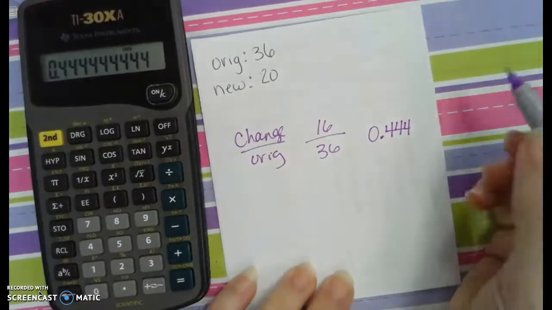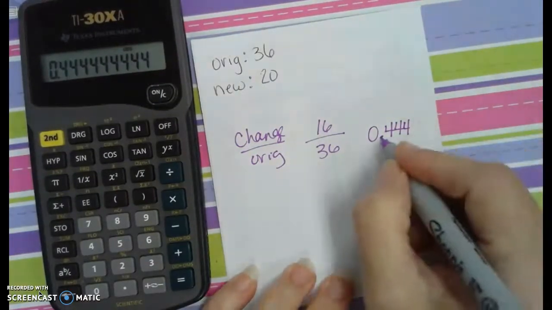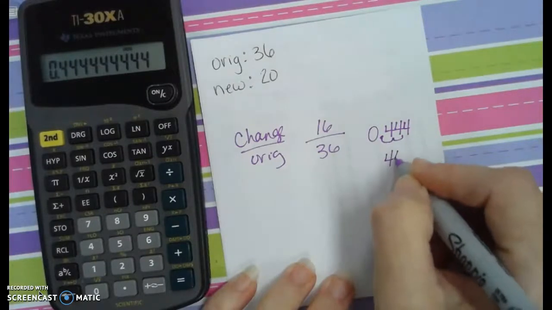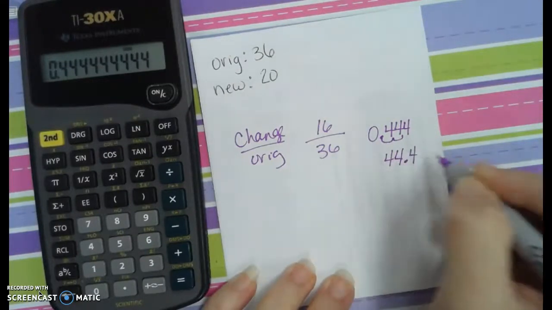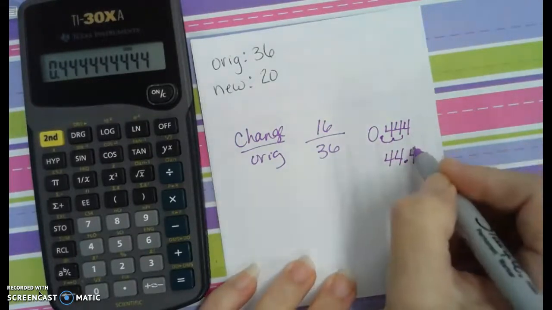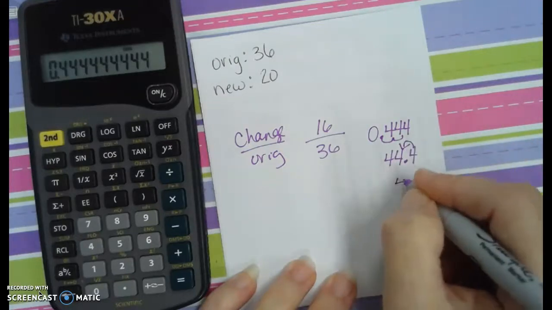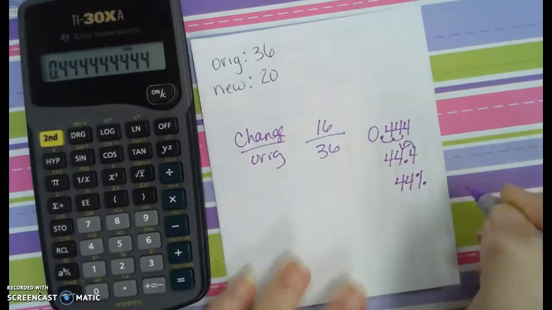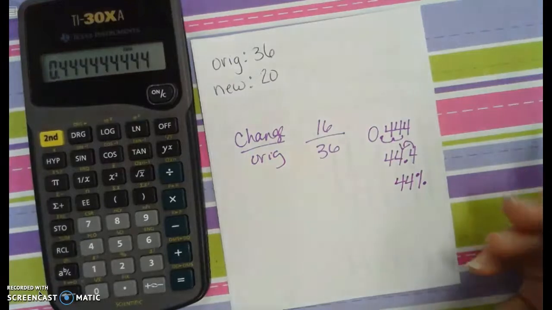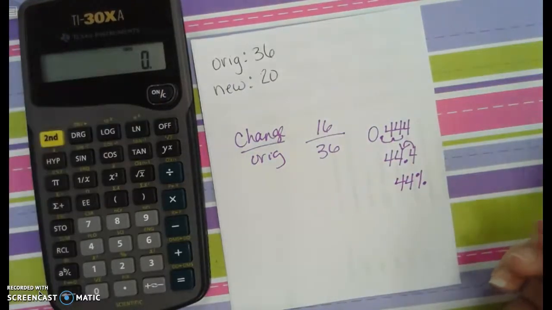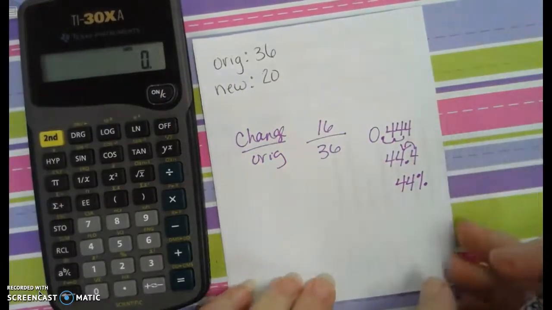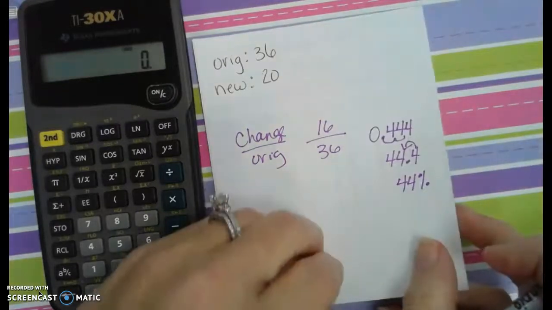You can either times it by 100 or move that decimal 2 times. Either way, you're going to get the same thing. So that 4, with the last 4, there's a bunch of 4s there, that's going to be 44%. And if it asks, that would be a decrease. Most of the time it tells you in the problem, but that would be a decrease because it goes down. Okay? So now let's practice 2 little word problems.